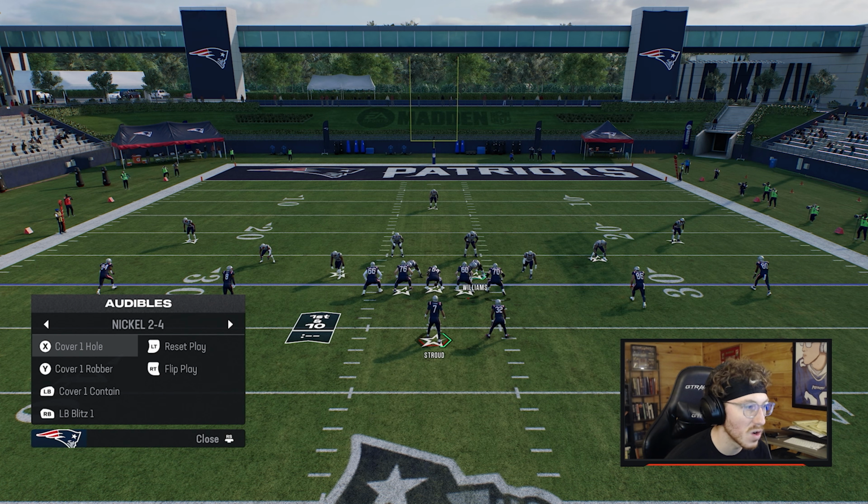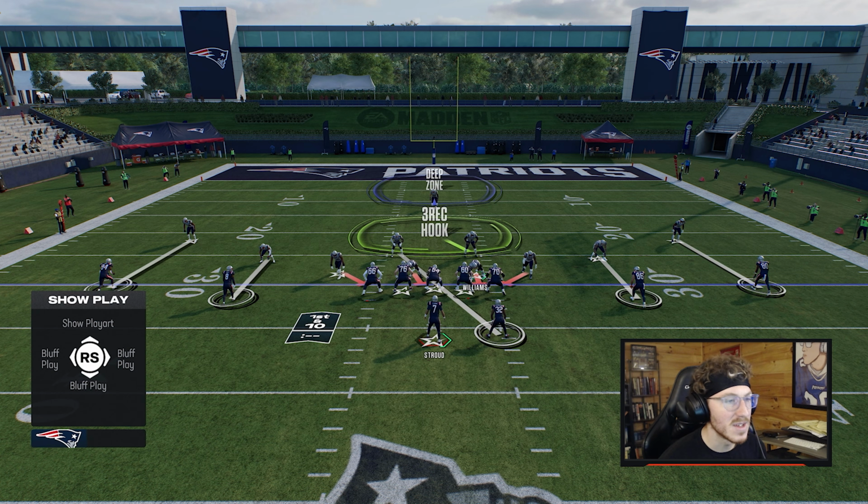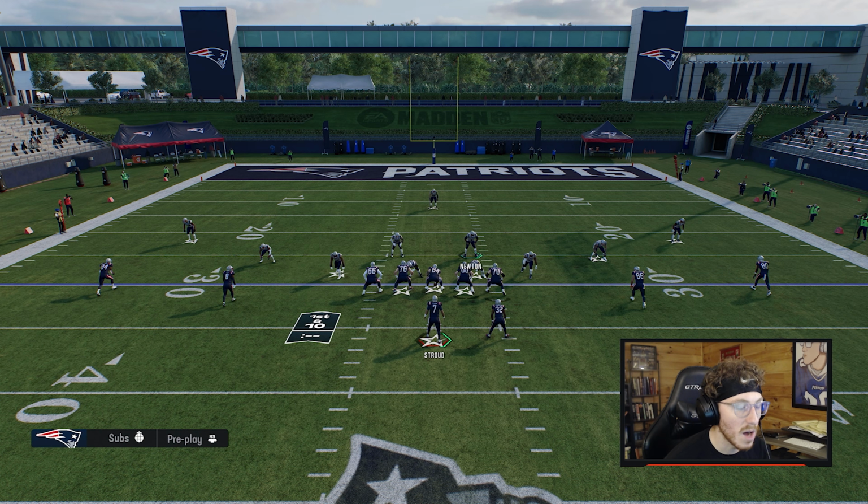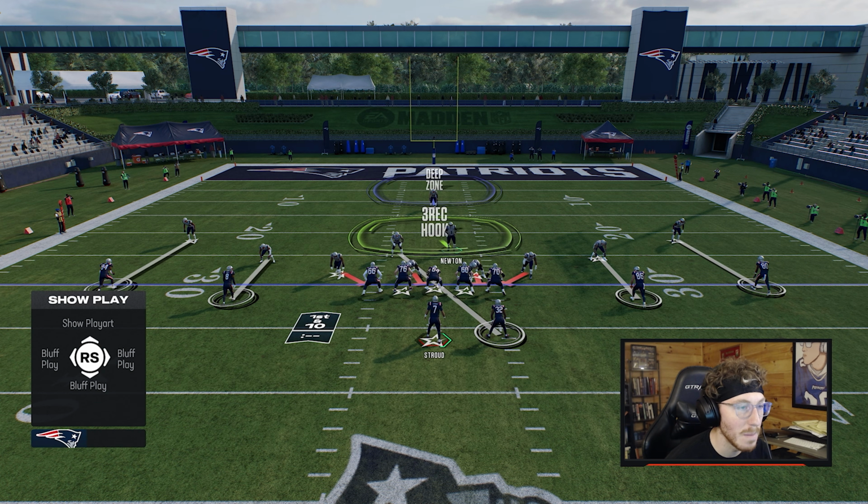So let's first go to cover one hole, and this is probably going to be the main one that you're going to see. And this is going to be where we have our deep middle safety, which all of these are going to have. We're going to have our guys manned up, which all of these are going to have. We're going to be rushing 4, which is going to be what all of them have, and then it's the extra defender that's going to change. So in cover one hole, the extra defender is this linebacker who's dropping into the 3-rec hook. Okay, so with cover one hole, one of your linebackers is going to drop into this short little hole area of the field over the middle.